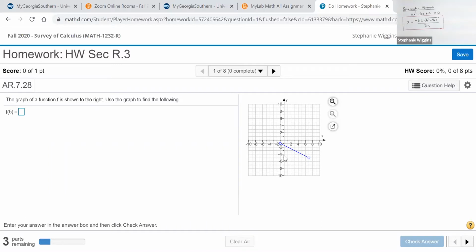The y-axis is the output, and the x-axis is the input. So we start with the input of 5, we go to the function, and then we head over to the y-axis, and the output is going to be -4.